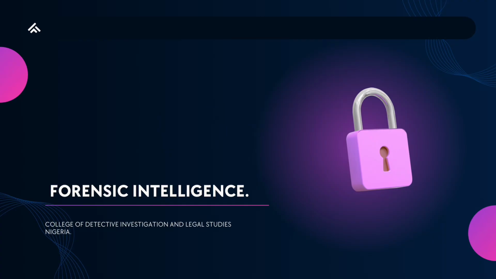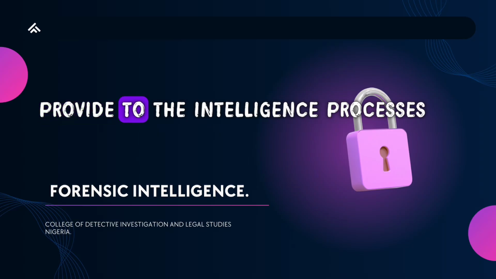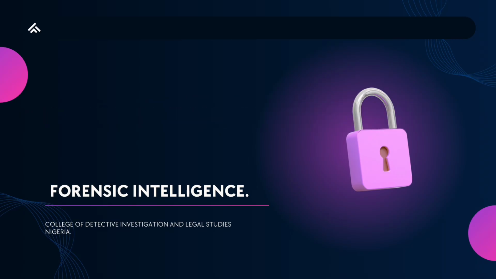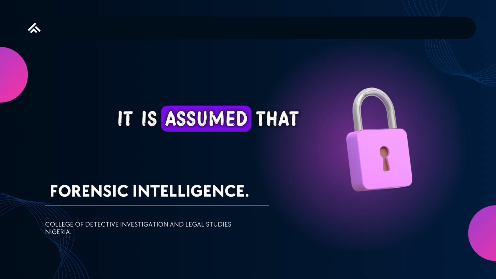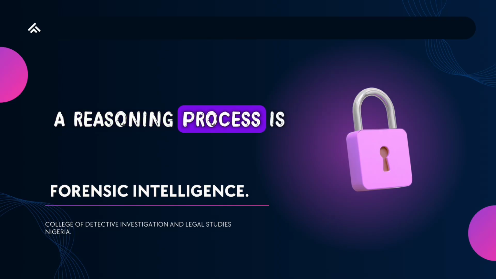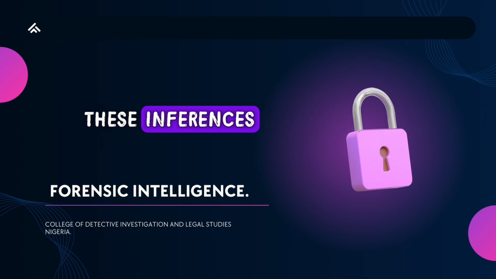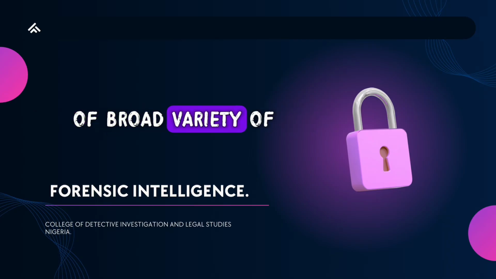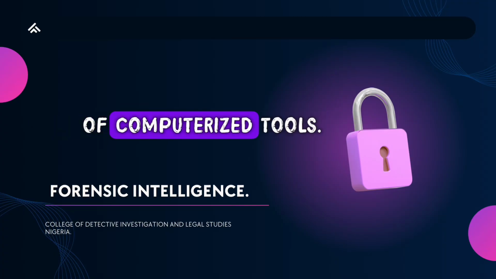At this level, a general framework will better show the nature of contribution that forensic science should provide to the intelligence processes and help to derive particular operational implementations in function of specific contexts and organizational structures. It is assumed that from information to intelligence, or in the course of an investigation, a reasoning process is carried out, which can be broken down into basic inference steps. These inferences can take a great variety of different levels of detail and require the use of a broad variety of specialized knowledge, a scientific attitude, and potentially the integration of computerized tools.